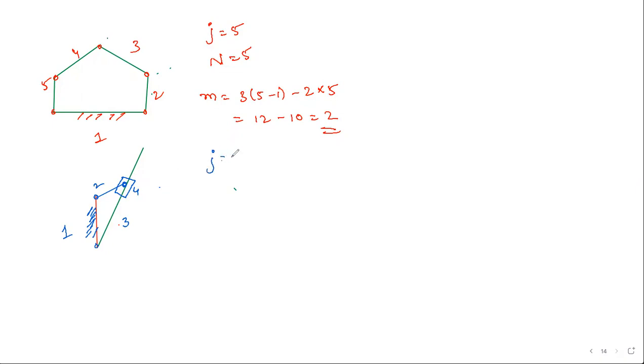So J is equal to 4. Number of links n is equal to 4. I think we have already done this type of problem. 3 into n minus 1 minus 2 into j. Completed. I have 1 degree of freedom. Right? This is called the crank and slotted lever mechanism, wherein link 3 has a slot. In that slot, in that groove, the piston or link 4 is sliding. Okay, so that is your crank and slotted lever mechanism, and it has 1 degree of freedom.